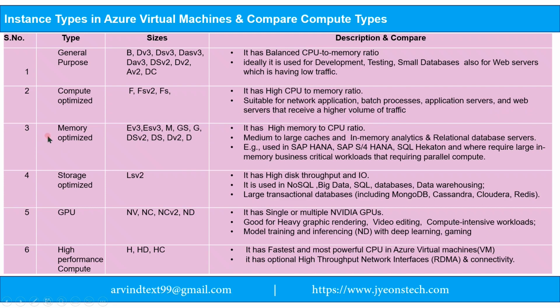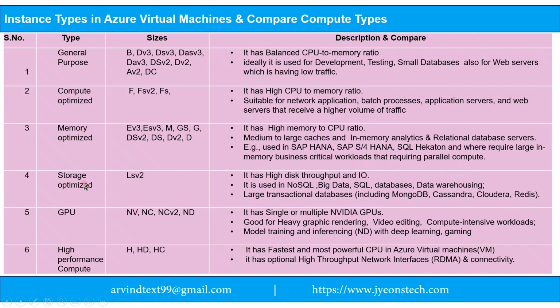Third is memory optimized. These are the sizes. Its description is that it has a high memory to CPU ratio, used in medium to large caches, in-memory analytics and relational database servers. For example, it is used in SAP HANA, SAP S/4HANA, and SQL, where large in-memory business critical workloads that require parallel compute are needed.